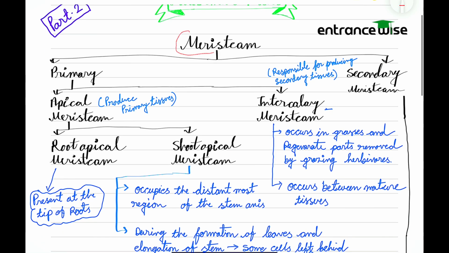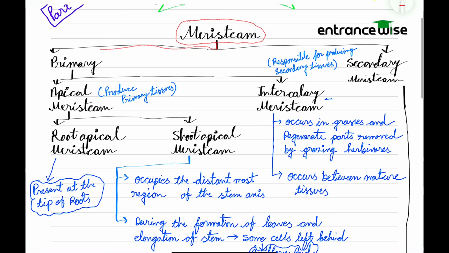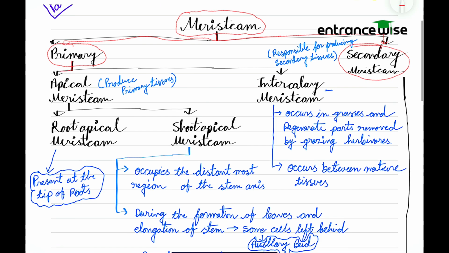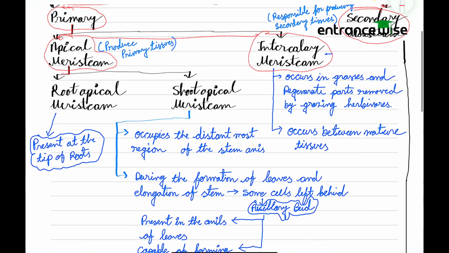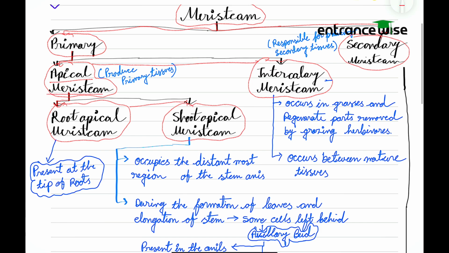So, at first, we're going to have a look at the meristem, or the meristematic tissue. The meristem is initially divided into two parts. The first part is primary meristem and the second is secondary meristem. In primary meristem, we have two things, apical meristem and intercalary meristem. Apical meristem can be further divided into root apical meristem and shoot apical meristem.